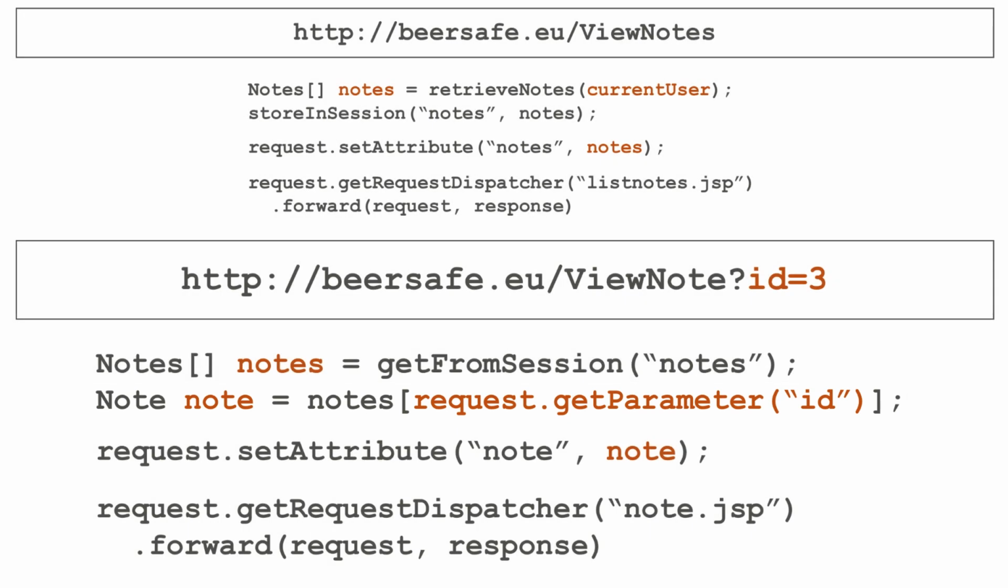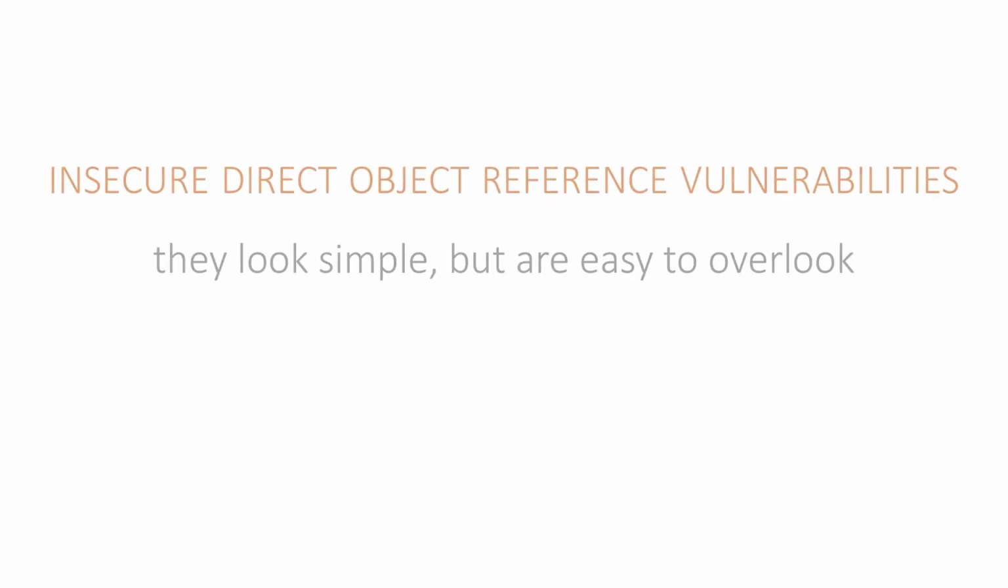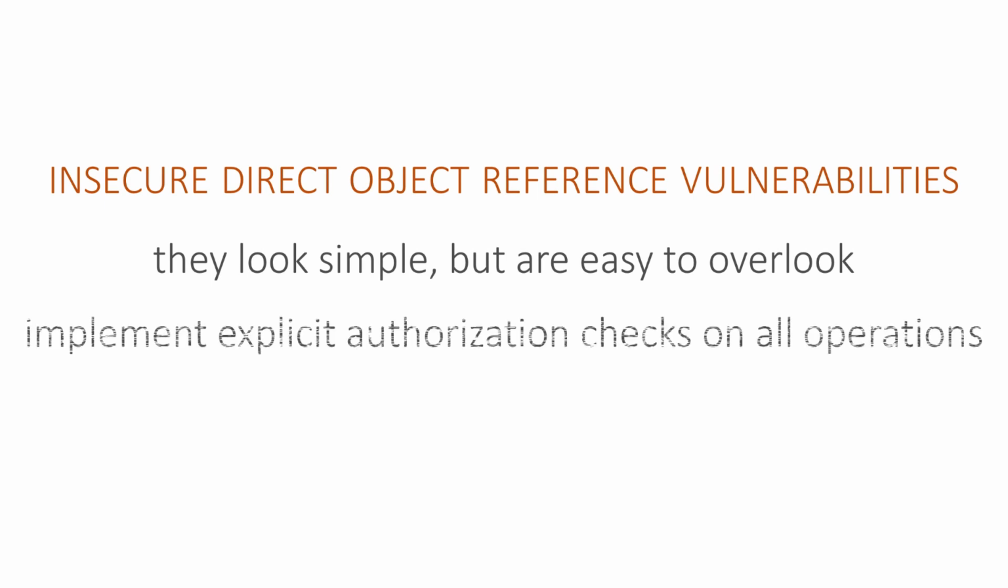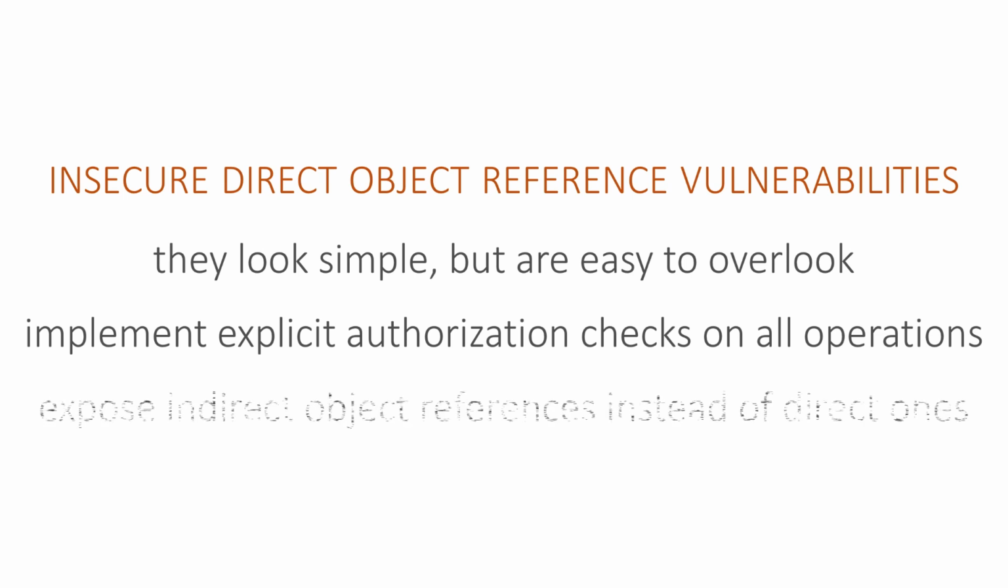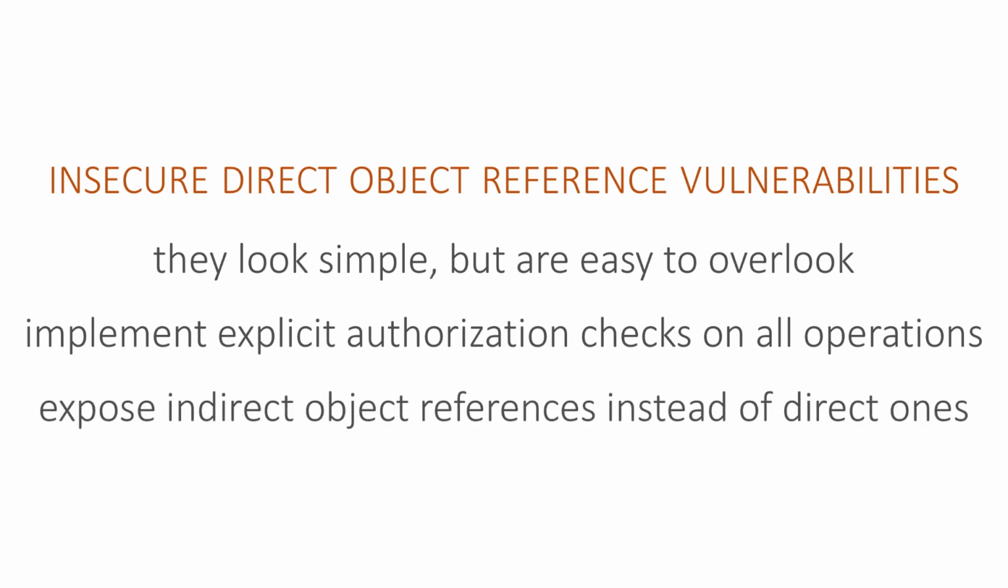This pattern works well because it makes the authorization more explicit. Compiling the list of notes for a user will trigger the need for authorization. To conclude, this vulnerability looks surprisingly simple, but is often overlooked. Many applications using direct object references are vulnerable to this problem. Make sure that you implement the proper authorization checks on operations using direct object references. Alternatively, you can use indirect object references to sidestep the problem altogether.